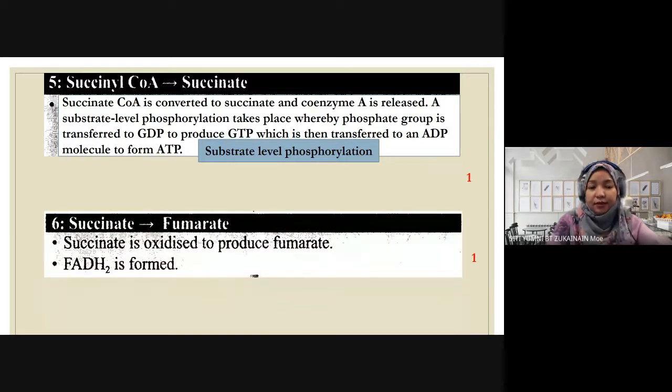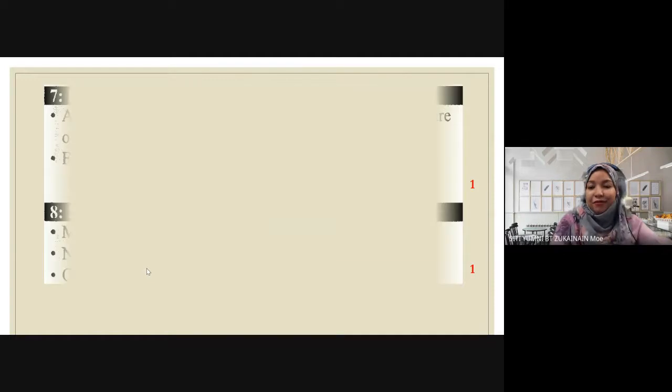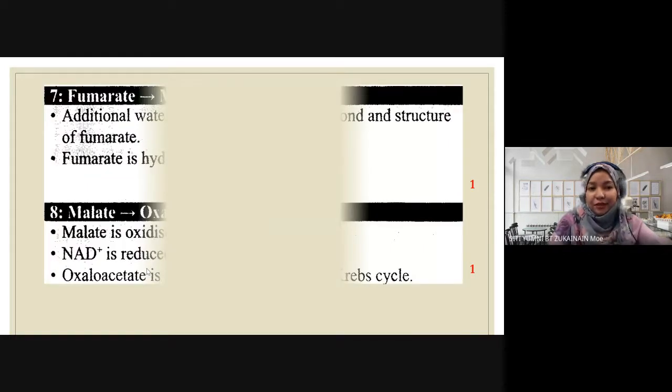Stage 6, you continue with stage 6. In your mind, you already know that succinate becomes fumarate. Then you need to write that succinate is oxidized to produce fumarate. FADH2 is formed. So another 1 mark for stage 5, and 6 marks when you are able to explain until stage 6. We continue with stage 7.